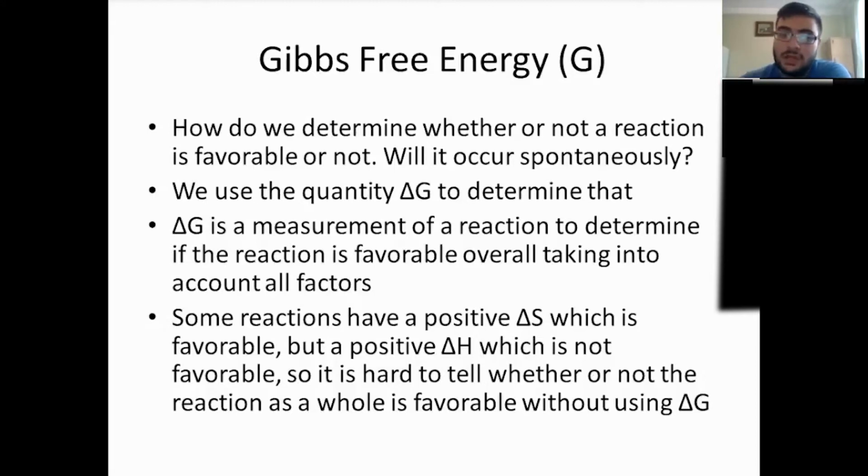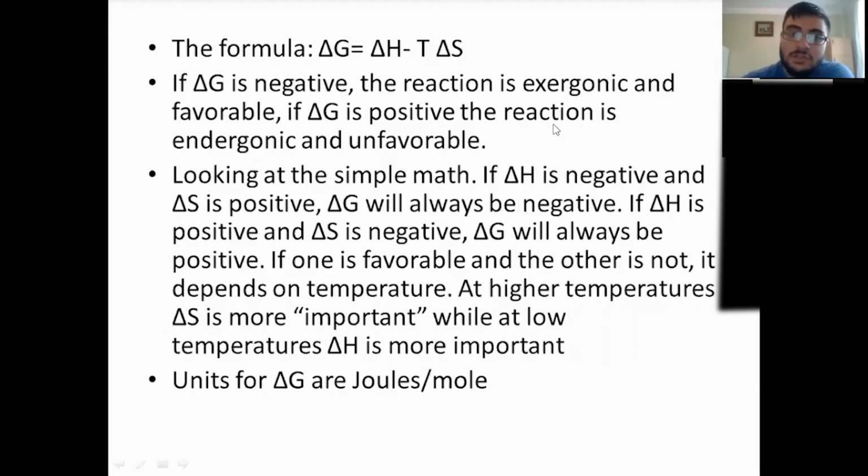Okay, so like I mentioned, some reactions have a positive delta S, which is favorable, but a positive delta H, which is not favorable, right? So it's hard to tell whether the reaction as a whole is favorable or not. Well, you would use delta G to really see that. The formula for delta G is delta G equals delta H minus T delta S, right? And T is temperature in Kelvin. That's an important note. Most of the time, especially in thermodynamics, temperature is always in Kelvin, not Celsius, and definitely not Fahrenheit, right?